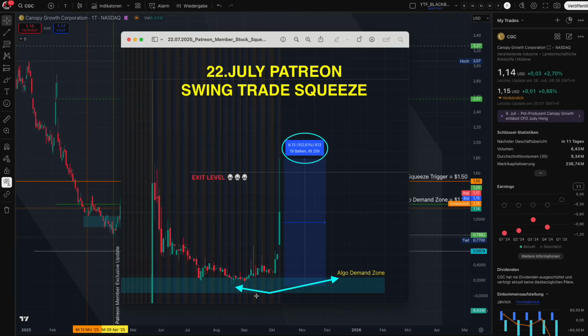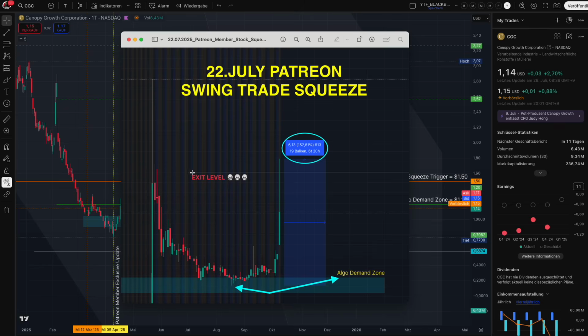I never FOMO into stocks, guys. I always tell my members where I expect a technical rebound. I cannot give you any financial advice. You have to decide which stock you want to trade or not. But this is what I researched for this stock. That was the Algo Demand zone here. The blue box, you can see we had our dip in this box and then squeezed 152%.